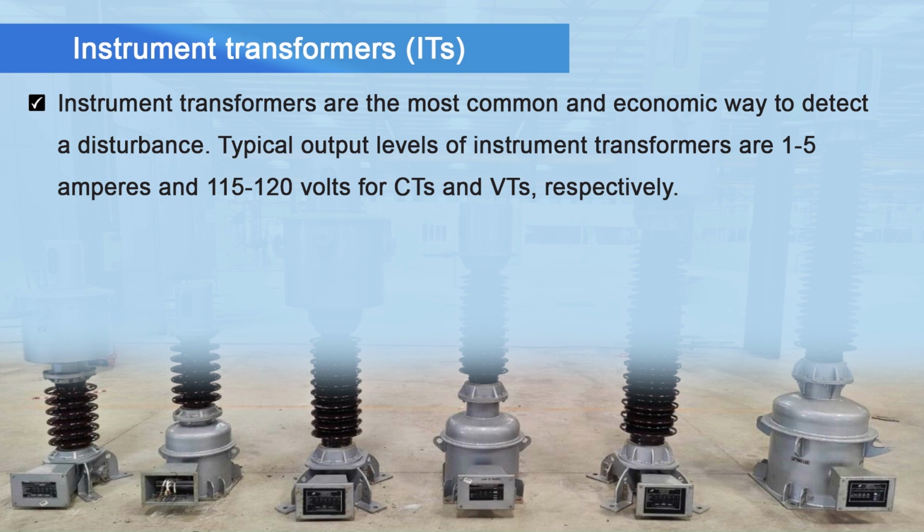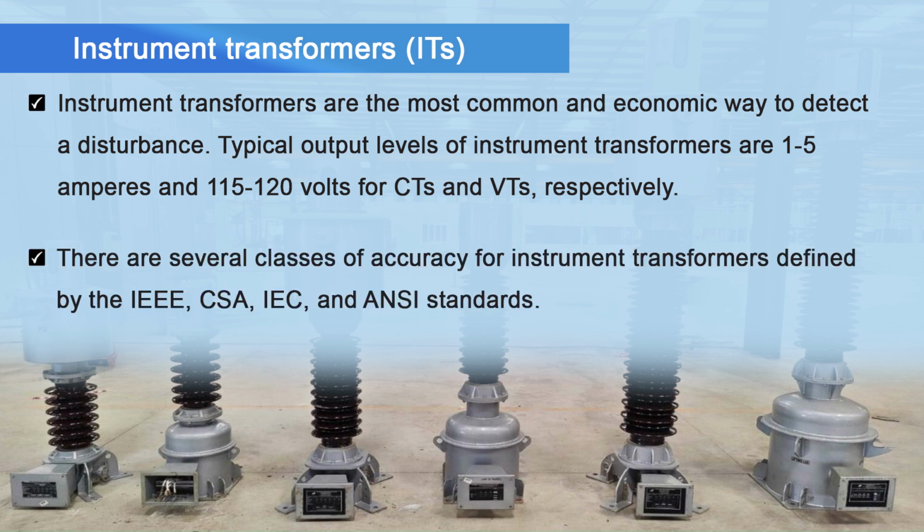So this means the range of output for a CT, or current transformer, is from 1 ampere to 5 amperes, and for a potential transformer it is 115 volts to 120 volts in the output. There are several classes of accuracy for instrument transformers defined by IEEE, CSA, IEC and ANSI standards.